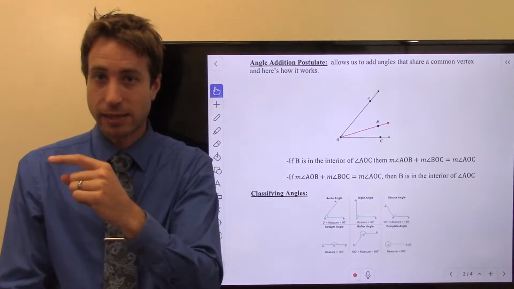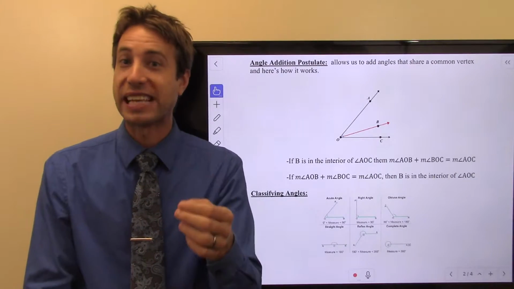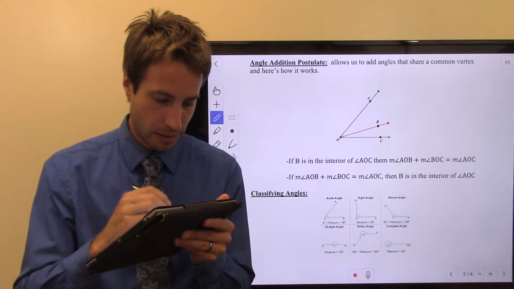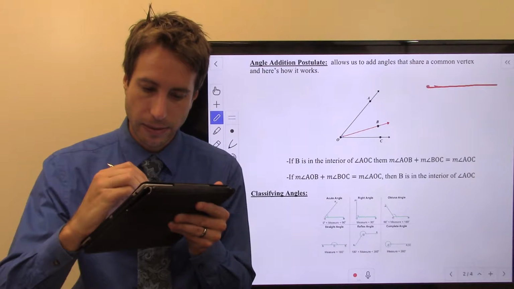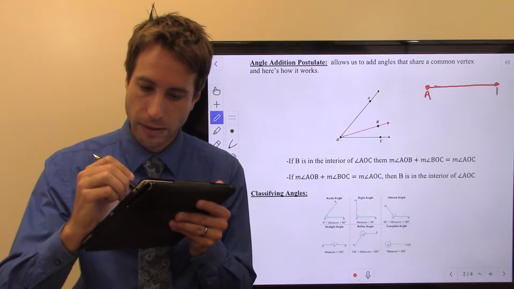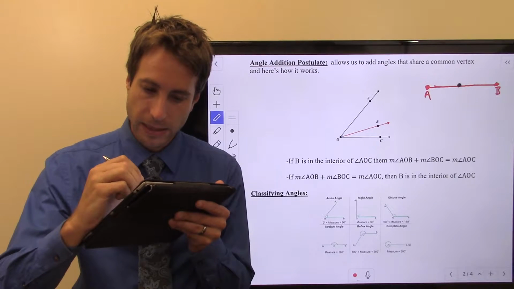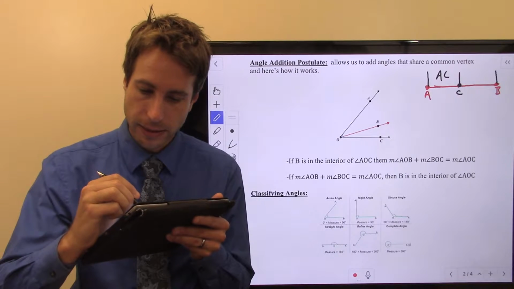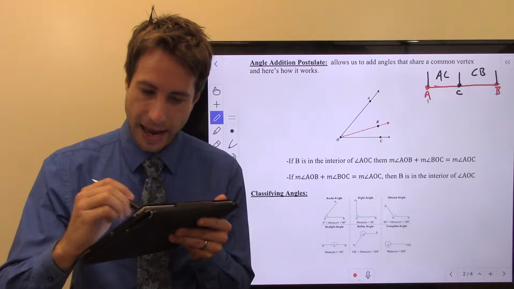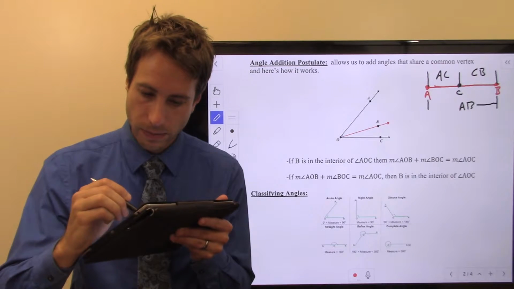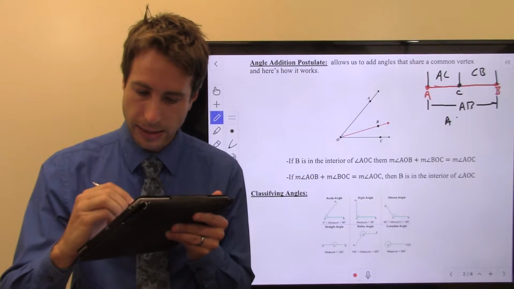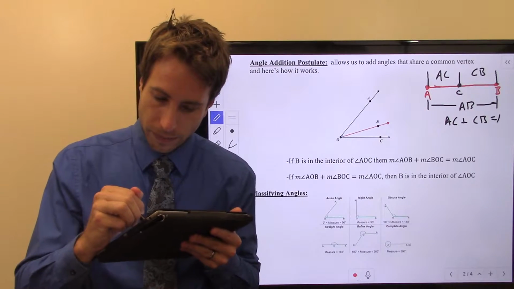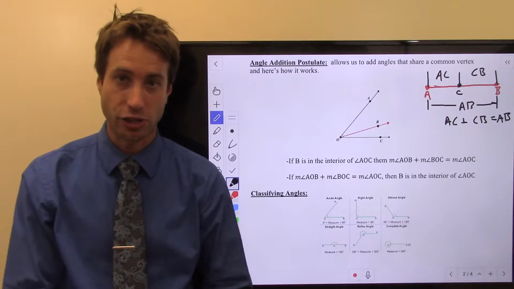Now, on the previous note set, the previous section, we saw the segment addition postulate. And again, the segment addition postulate simply said this: if I have a line segment AB, and some point C, what happens is if I take AC and CB, that has to sum to AB. So AC plus CB. This segment and this segment would be equal to AB. Segment addition postulate.